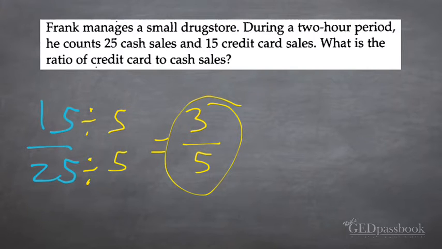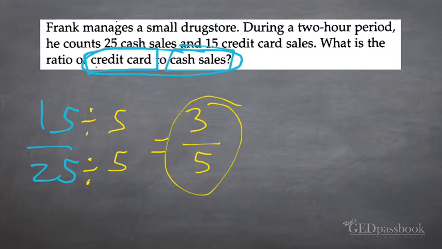So to recap, you're going to get word problems, all right? It's going to be: Frank manages a small drugstore during a 2-hour period. He counts 25 cash sales and 15 credit card sales. What is the ratio of credit card to cash sales? Again, it all matters on this last bit. You have to put the credit card sales first and then the cash sales.